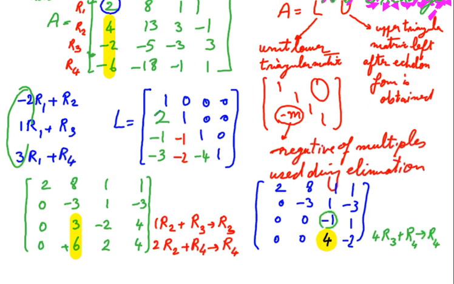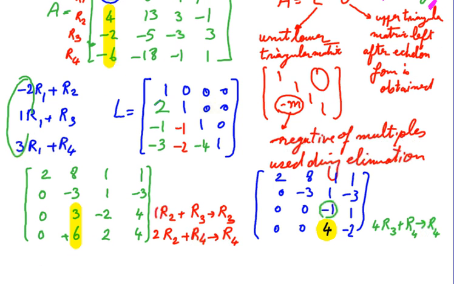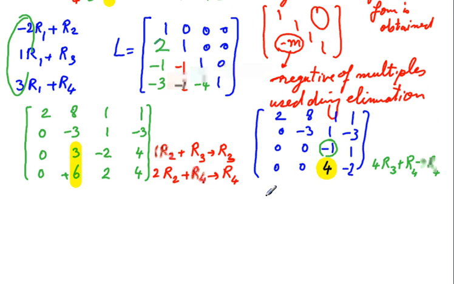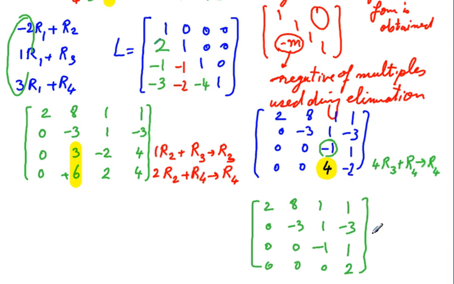Once we have that, let's do this. So I'll have now 2, 8, 1, 1, 0, -3, 1, -3, 0, 0, -1, 1, 0, 0. And what do I have now? 0 and this entry 2. What kind of a matrix is that? What's the name? This is our U. This is the upper matrix.